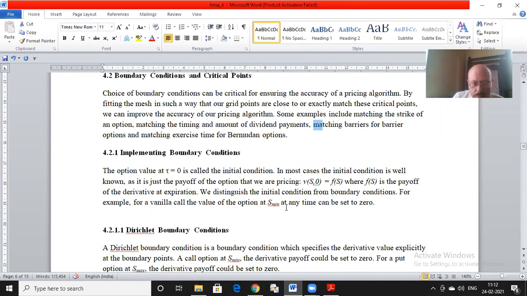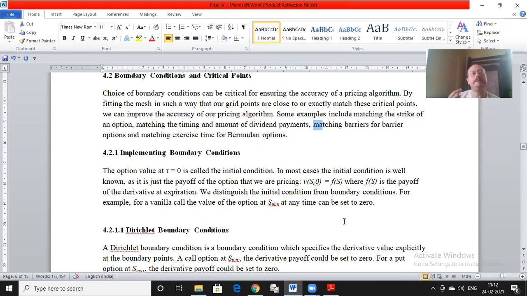So for that, remember again that we needed to fix a minimum and a maximum stock price beyond which we will not do our calculations, because after all, we need a finite grid. So we need to fix an upper bound and a lower. So the boundary conditions are sometimes not that difficult to figure out.